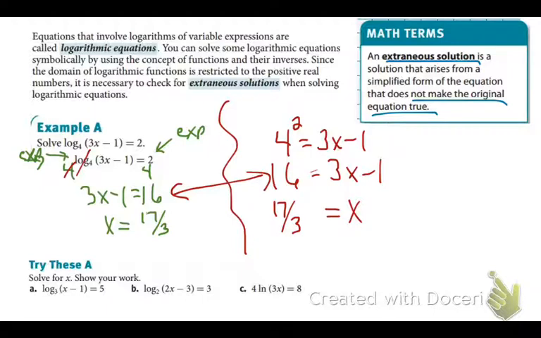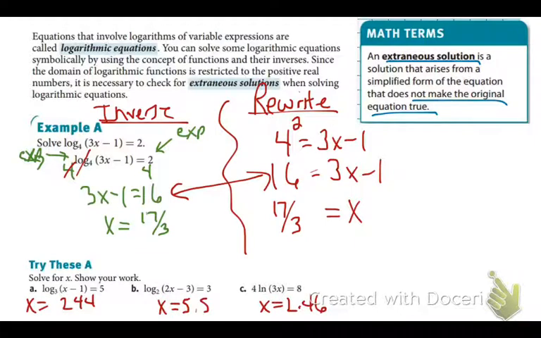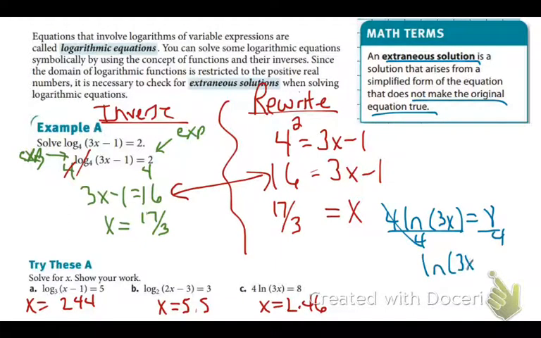Okay, so this one was rewriting, and this one was taking the inverse. So here's your two options that you can take. All right, so we're going to take 4 times the natural log of 3x equals 8. First thing we need to do is get that 4 out, so we'll divide it out. So natural log of 3x equals 8 divided by 4.